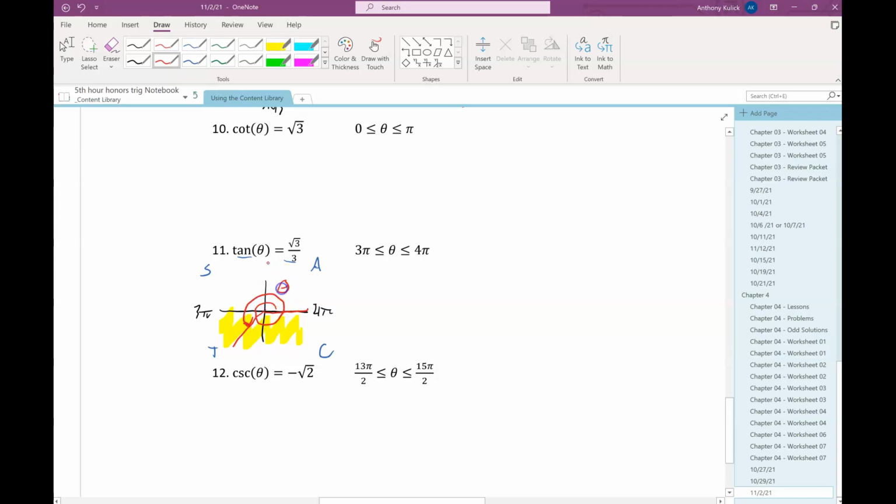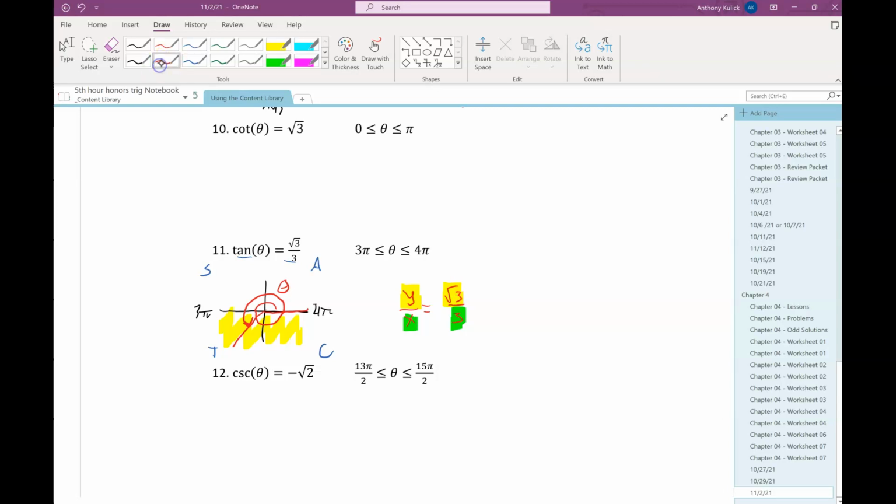So that's my theta. I'm going to remember that tangent is y over x. Now the problem here is if I look for a place where the y coordinate has a root 3 in it and the x coordinate has a 3 in it, there are no coordinates anywhere on my unit circle with just a regular 3.